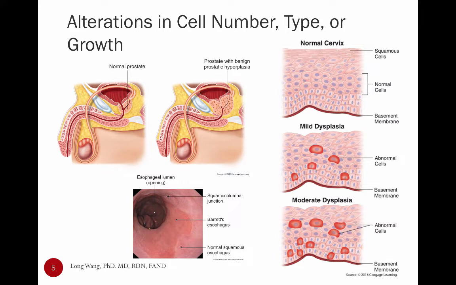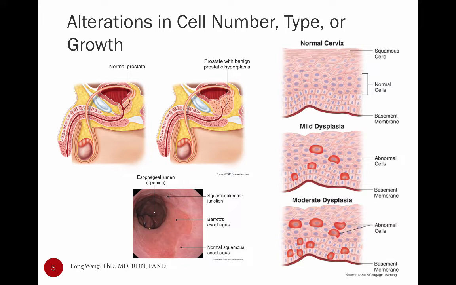What happens here is that if it is not prostate cancer, that's a condition we call benign hyperplasia. Benign hyperplasia. So we can see the number of the cells increased.